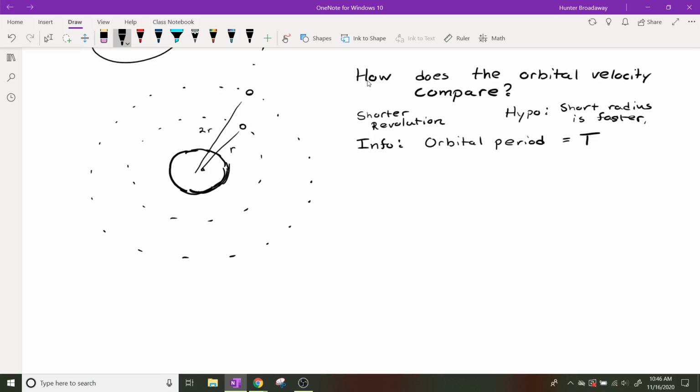Say it took 2.5 hours to orbit around the Earth, then T would be 2.5 hours. Okay, so if we're solving it analytically, the orbital period is just going to be capital T. What else do we need?